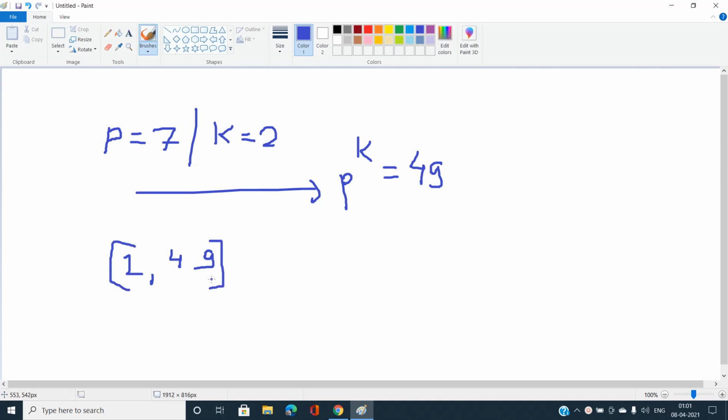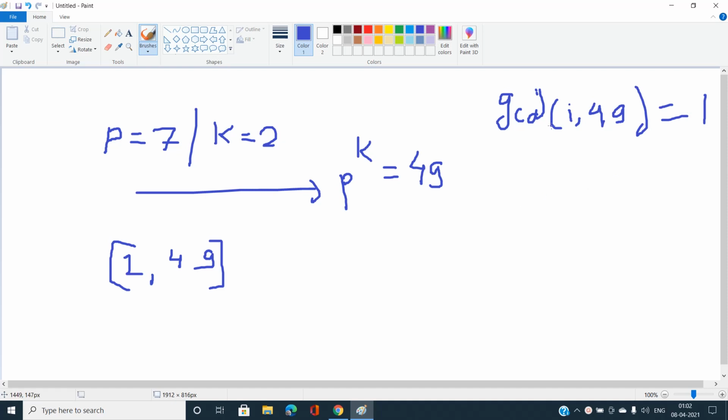Okay, that is n. Now you can easily see that the GCD of this number I, which is going to vary from 1 to 49, and this 49 should come out to 1, and we need to count the number of such integers in the range 1 to 49.